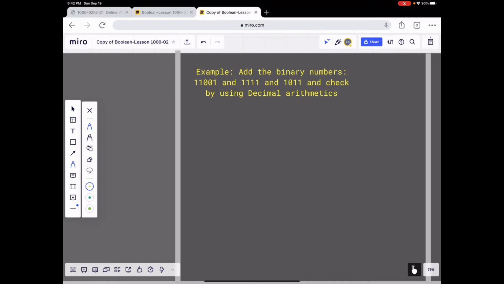So line them up together correctly. The first one is you got 5 digits, 1, 1, 0, 0, 1. The other one you got 4 digits, 1, 1, 1, 1. And the third one you got 4 digits, 1, 0, 1, 1. All right, so let's do slowly to make sure that you have it.